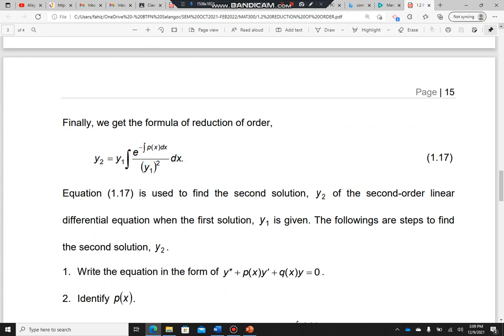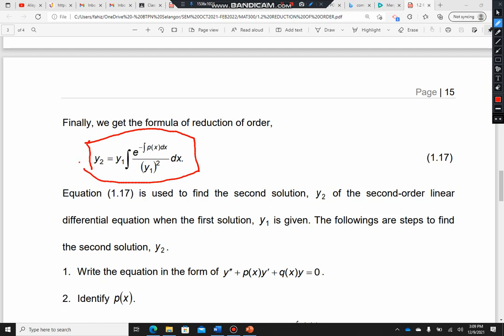So sebenarnya formula ni lah yang penting kita akan gunakan. Sebenarnya yang step-step atas tu just show macam mana nak dapatkan this formula. Tapi untuk chapter ni sebenarnya kita just gunakan formula ni. So kita nak gunakan y2 equals y1 integrate exponent negative integral of p(x) dx over y1 squared dx.